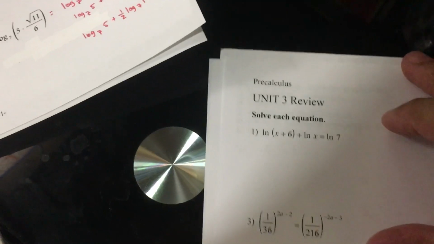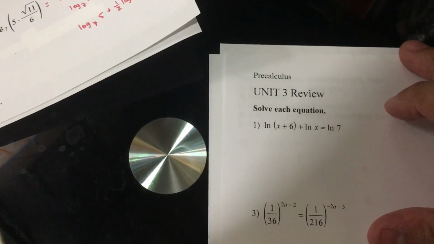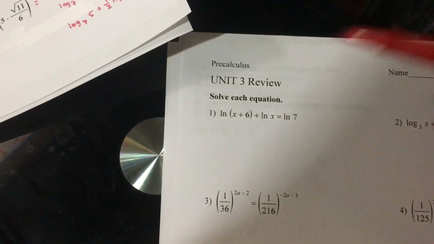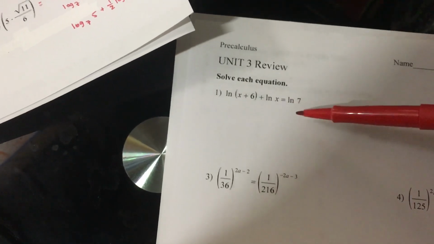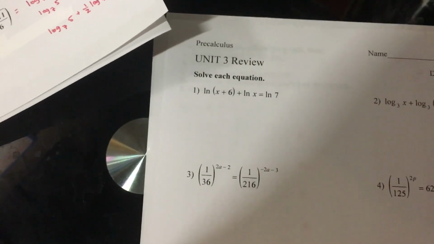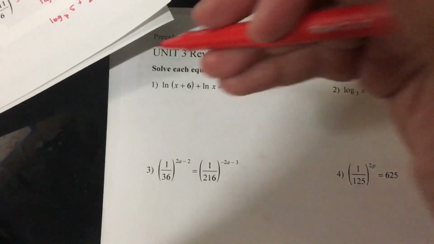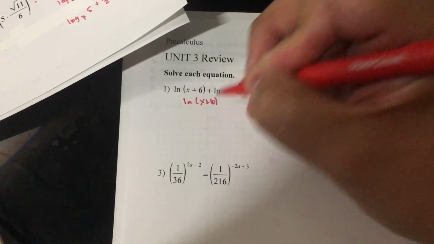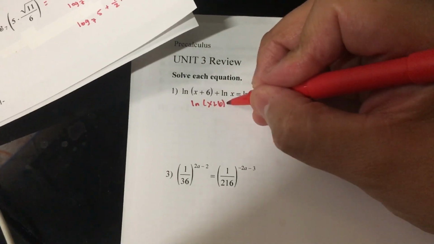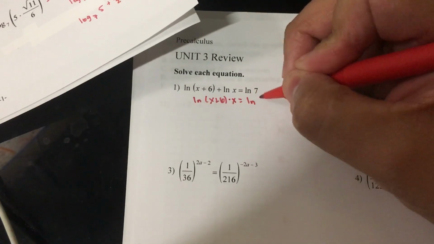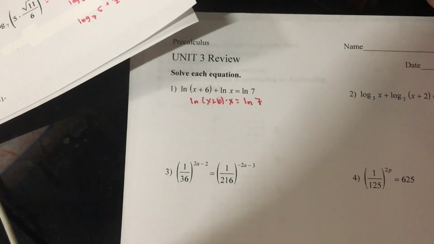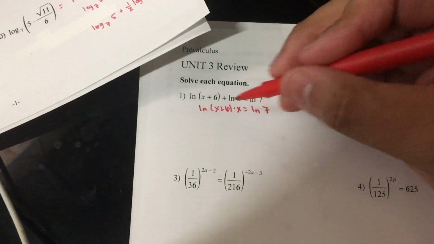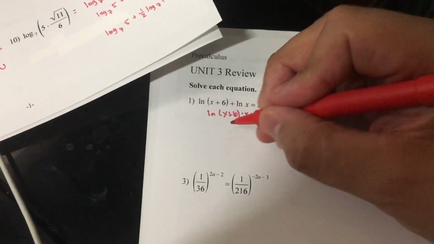So this one's saying ln of x plus 6 plus ln x equals ln 7. So one thing that I want you to notice here is I have logs on both sides of the equal sign. So that means I can use the one-to-one function. So I'm going to go ahead and combine first. So plus sign means I can multiply, equals log natural 7. Okay, and so I can get rid of the log naturals because I have logs on both sides of the equal sign.